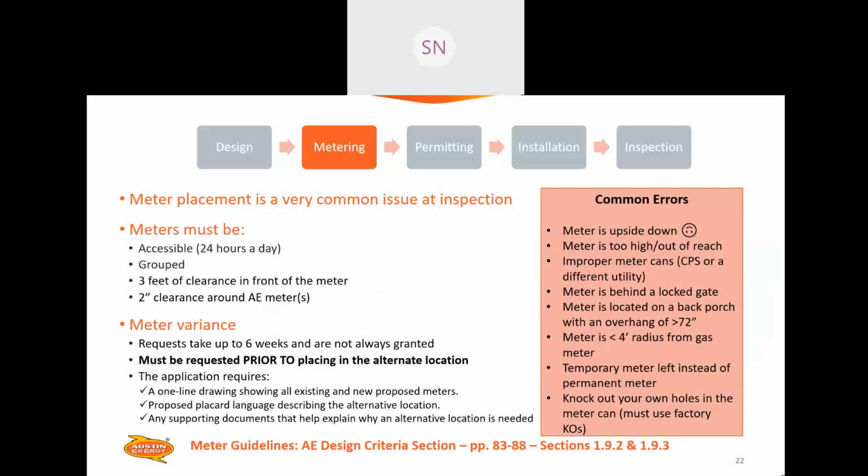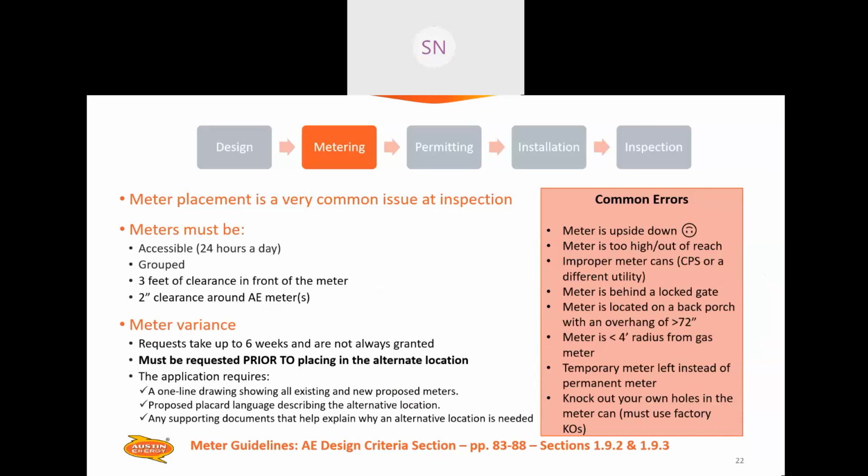Per Austin Energy guidelines, you must request the variance prior to placing the meter in an alternate location. The application requires a 1-line drawing showing all existing and new proposed meters, proposed placard language describing the alternative location, and any supporting documents that help explain why the alternative location is needed. All of that needs to be submitted to Obdor. That contact is in the contact list at the end of this presentation.